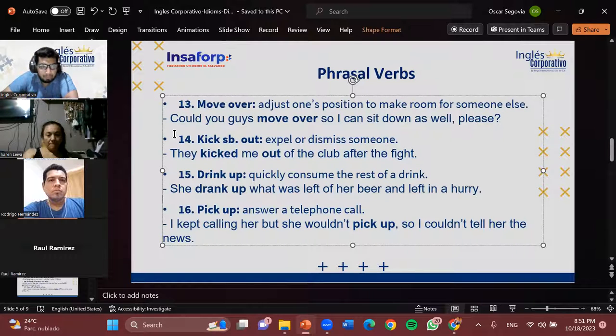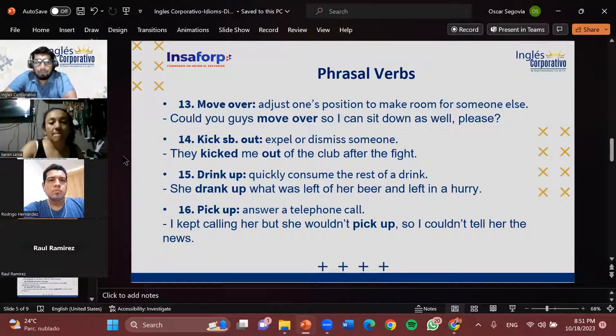Move over. What do you think about moving over, Karen? Move over is like changing something from one place to another place. Good idea. Great idea. Move over is basically when, as it says in the definition, you adjust your position to make room for someone else. This is, of course, in the case of you being in a crowded place where there is little space for people to sit, and you're asking people to move.